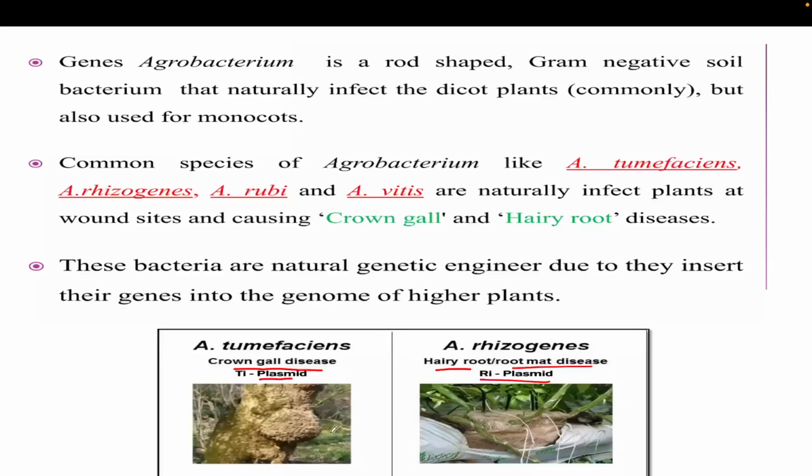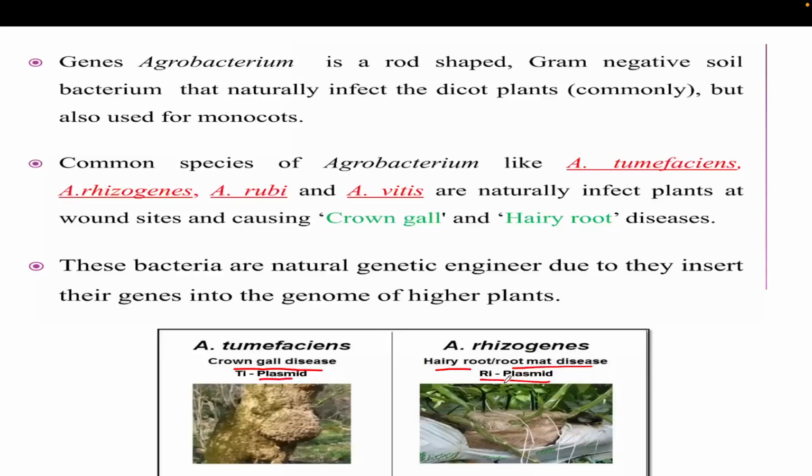These two types of plasmid are like other plasmids: just as we use a plasmid to transfer DNA from one cell to another cell, these plasmids are also helpful for transferring DNA and act as a vector system. In natural conditions, tumefaciens is responsible for crown gall disease and rhizogenes for hairy root or mat disease, and tumefaciens has the TI plasmid while rhizogenes has the RI plasmid.